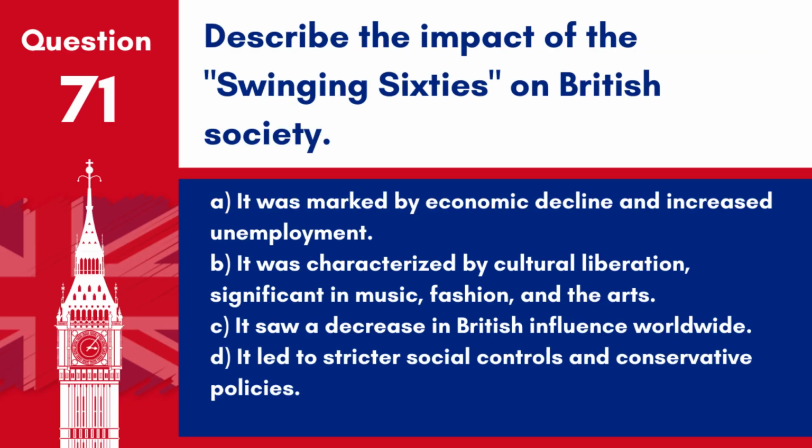Question 71. Describe the impact of the swinging 60s on British society. A. It was marked by economic decline and increased unemployment. B. It was characterized by cultural liberation, significant in music, fashion, and the arts. C. It saw a decrease in British influence worldwide. D. It led to stricter social controls and conservative policies.